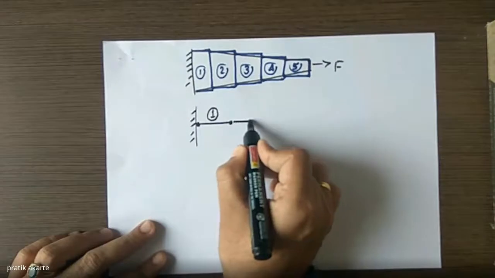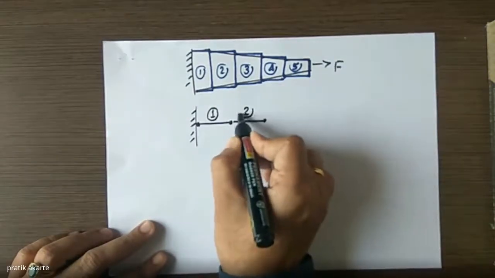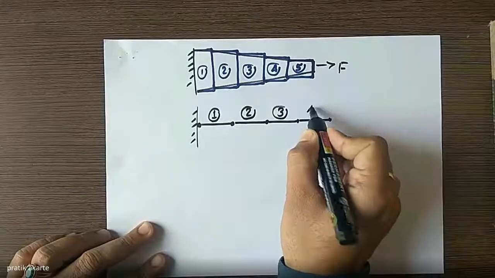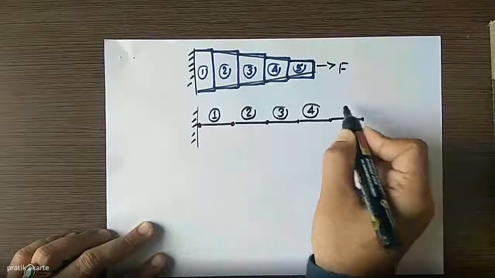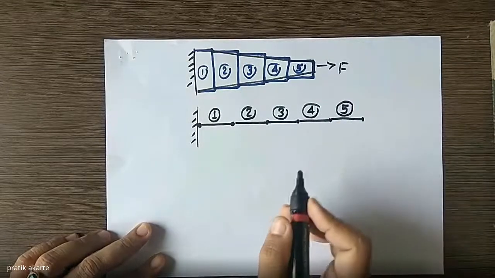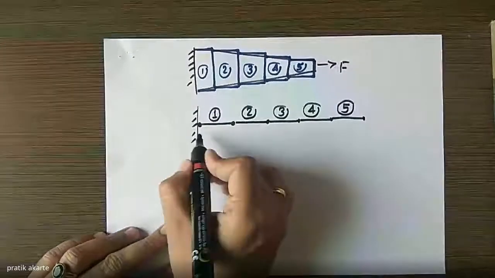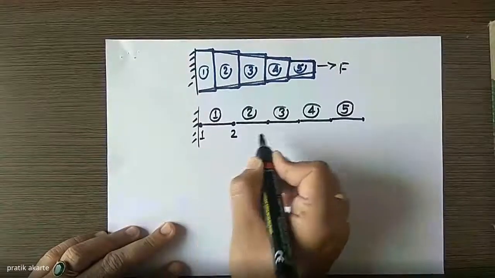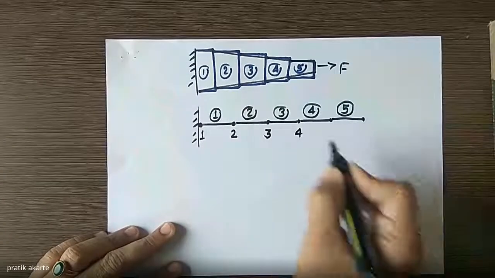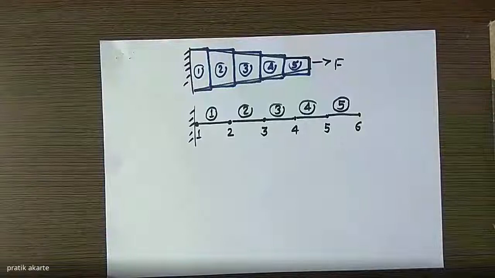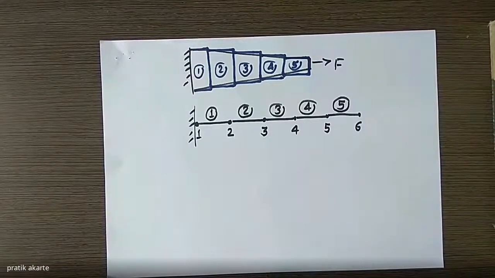Then we have the second element, third, fourth, and fifth. So these are the elements. Now we'll number the nodes. So this is node number 1, 2, 3, 4, 5, and 6. So you can see that each element has 2 nodes, and those nodes are shared by the other elements.